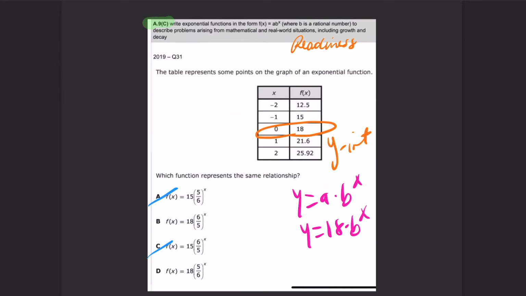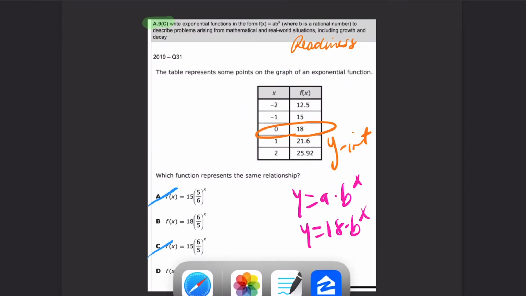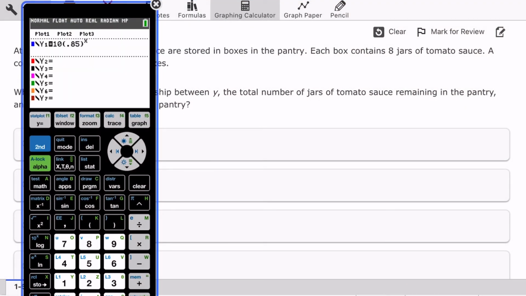So now let me go ahead and graph B, and let me see if that is our solution. I'm going to see if it gives me this table right here. So 18 times (6/5) to the power of x.